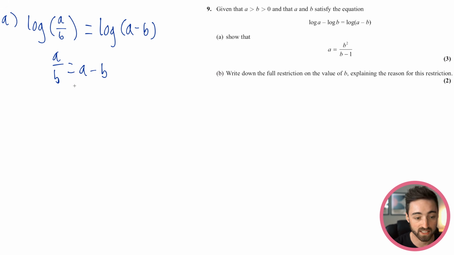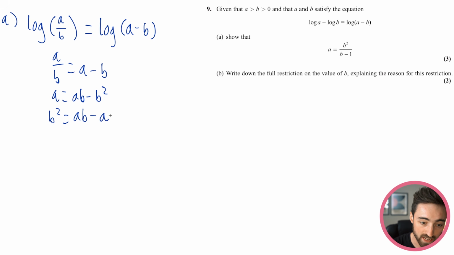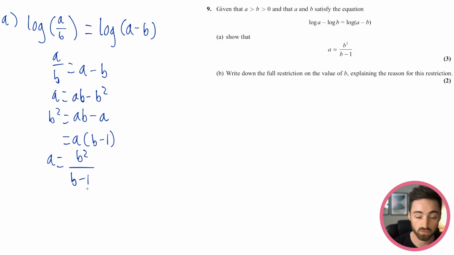Why don't we just quickly times up by b to get a equals ab minus b squared. I am going to take that b squared onto the other side, take the a onto that side, so I'm going to get b squared equals ab minus a. I'm going to factorize this a out. So then I'm going to get a equals b squared over b minus 1.